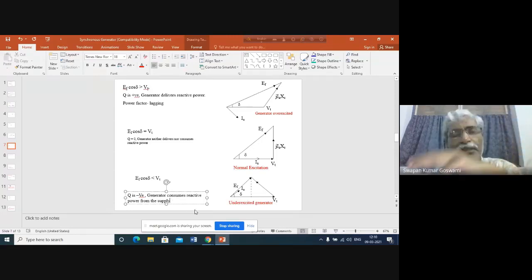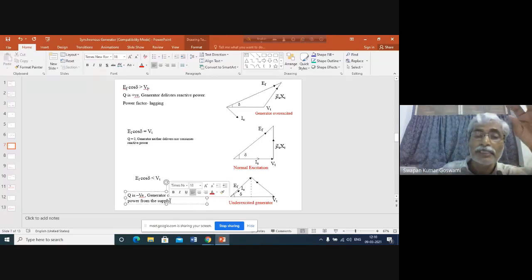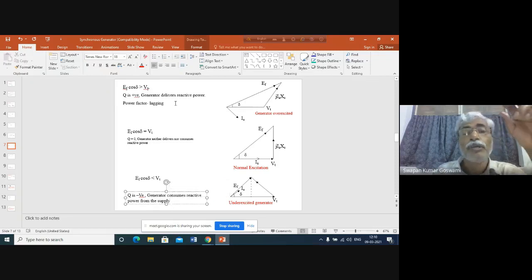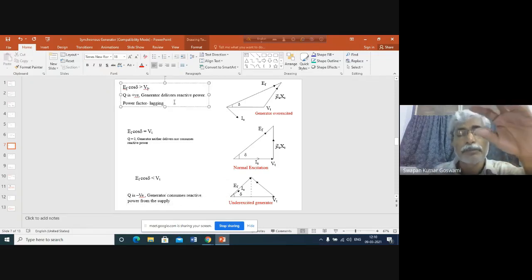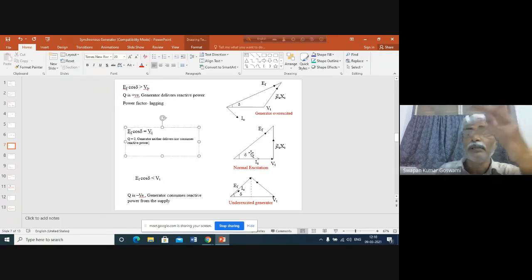When the nature of the load is capacitive, the generator is operating at leading power factor. When the load is inductive in nature, the generator is operating at lagging power factor. And when the load is not consuming or supplying any reactive power, the generator is operating at unity power factor. So is this clear? These are three distinct operations of the synchronous generator: leading power factor, lagging power factor, and unity power factor.